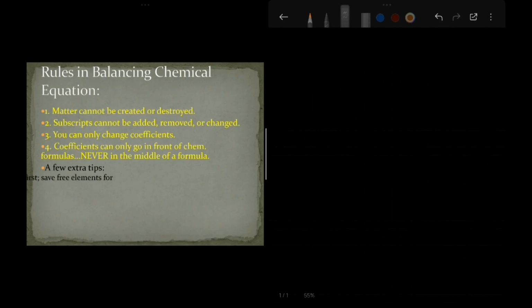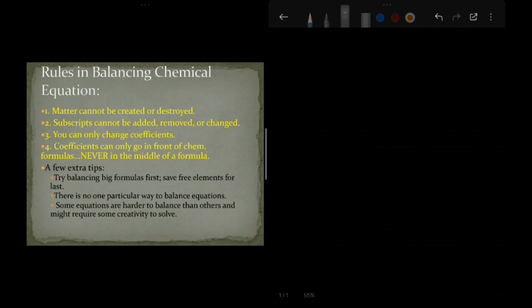For extra tips, try balancing the big formula first and save free elements for last. There is no one particular way to balance equations, and some equations are harder to balance than others and might require some creativity to solve. So there is no distinct technique to solve a balancing chemical equation, but in this video I have a technique for beginners, as a guide. Okay? Let's try this one.